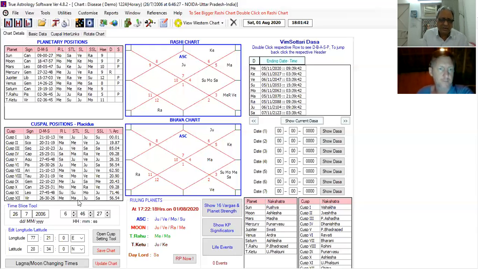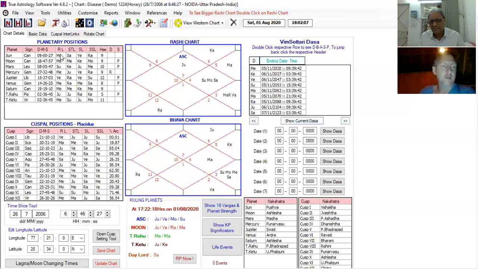Yes. Now, in this case, the ascendant sub-lord Sun is posted in the Cancer sign. You have to note down the body parts and the diseases given by Cancer. Then you will find out the common diseases. Okay?